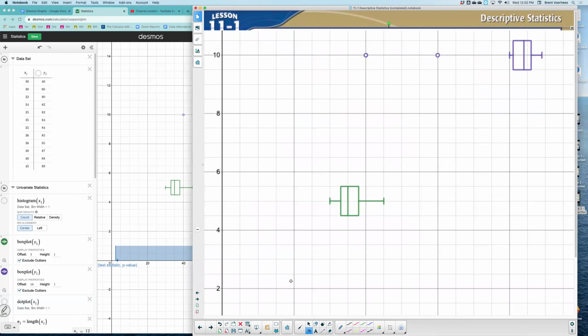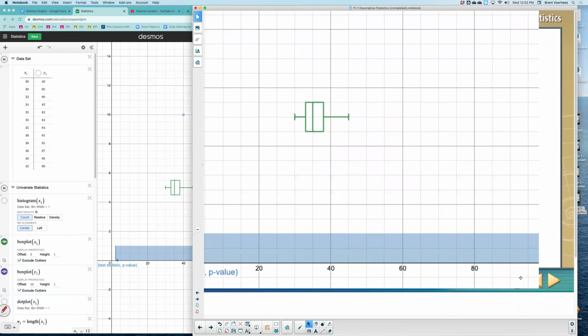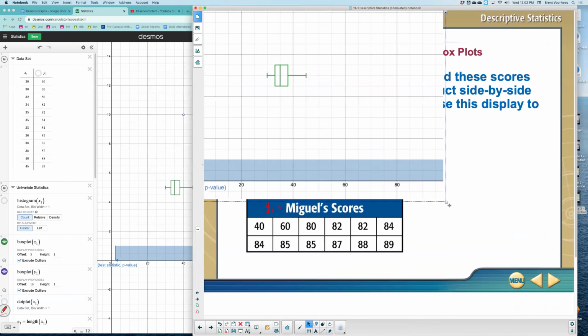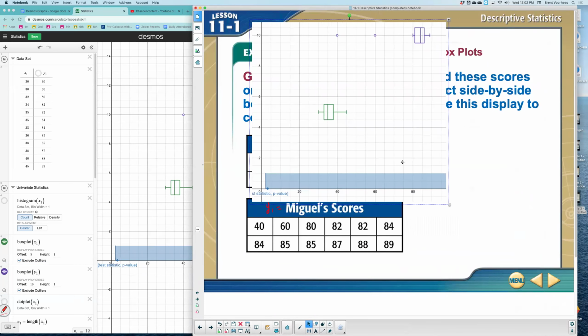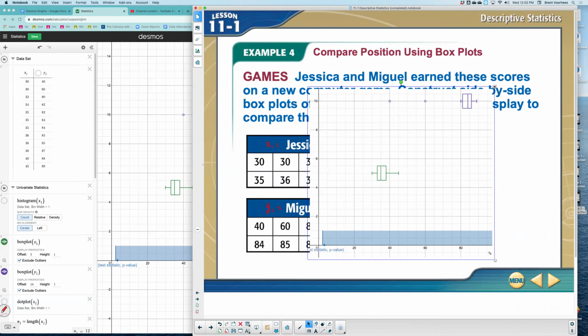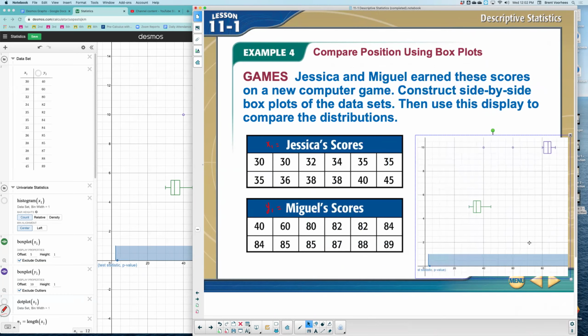Oh, wow, that's really large. And so I kind of just not only showed you how to do the box plot, I showed you how to manipulate the data in the viewing window. So you can see how everything looks.